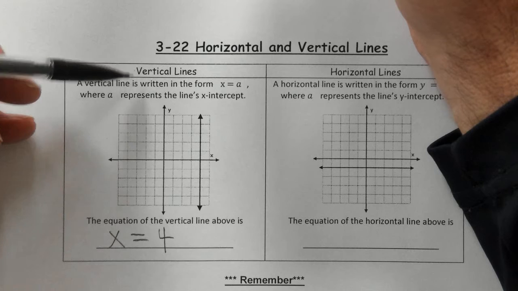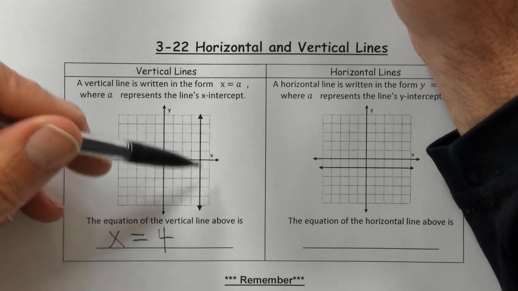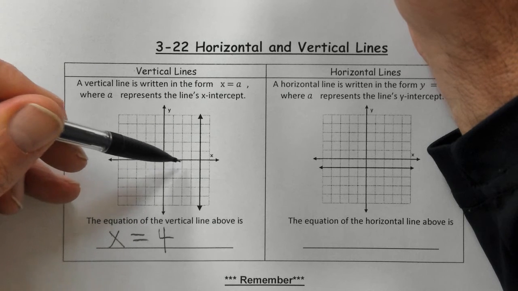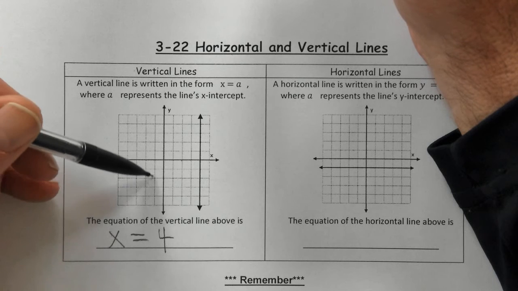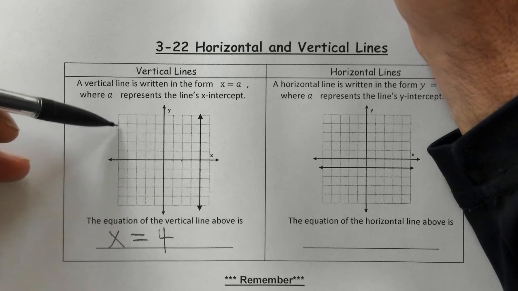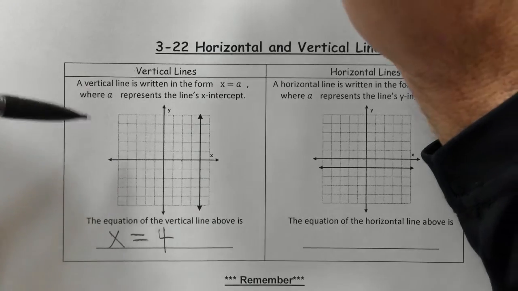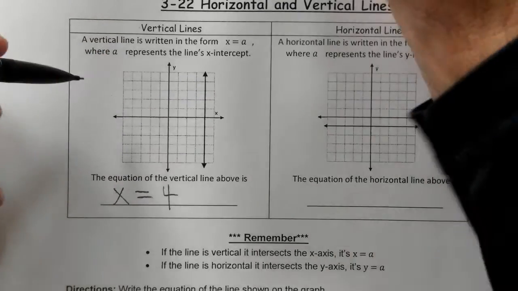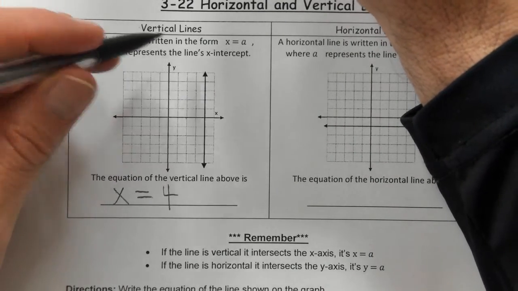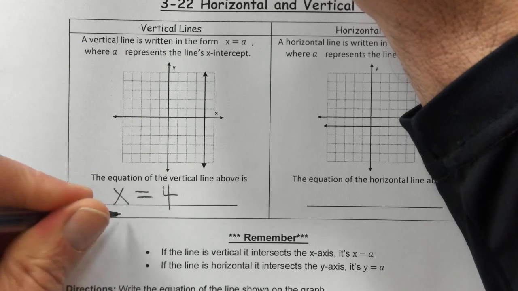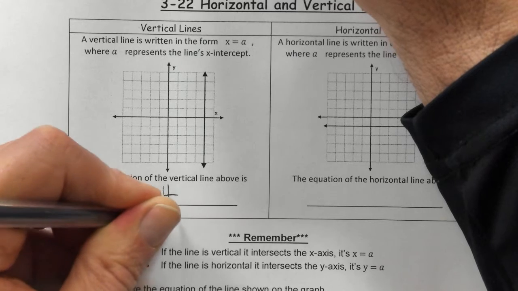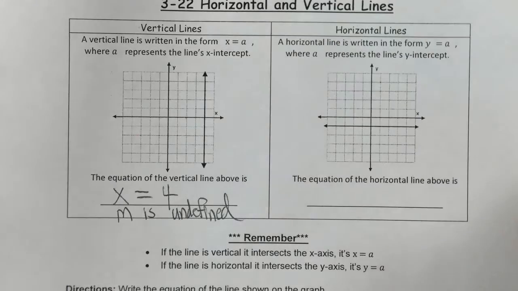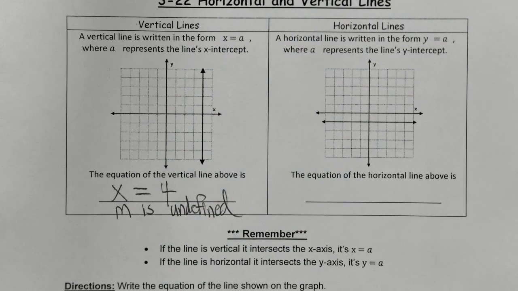So all vertical lines have the form x equals wherever it hits the x-axis. If it hit here, then the equation would be x equals 2. If it hit here, the equation would be x equals negative 1. If it hit over here, it would be x equals negative 5, and so on. So vertical lines have the form x equals wherever it hits on the x-axis. Now, also remember the other thing we talked about. The slope of a vertical line is undefined. So a vertical line has an undefined slope.